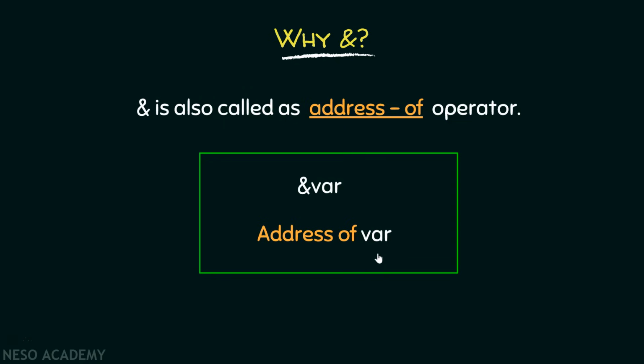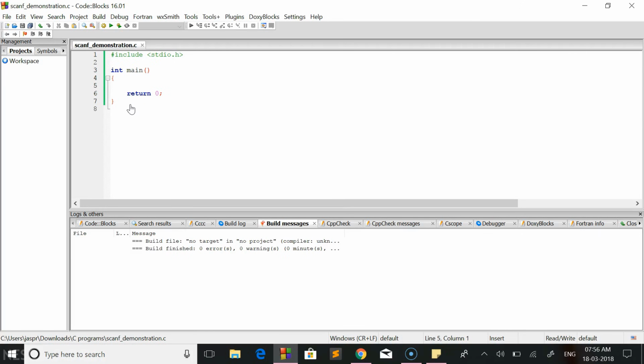Here you know this thing that scanf needs to know the memory location of the variable in order to store the input from the user. So, in order to know the address of the variable, we will use ampersand in front of the variable. That's it. Now I'm going to demonstrate the use of scanf function.